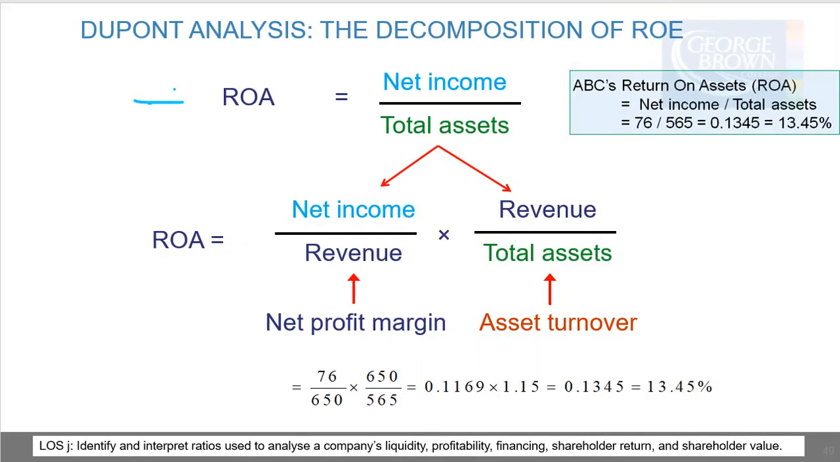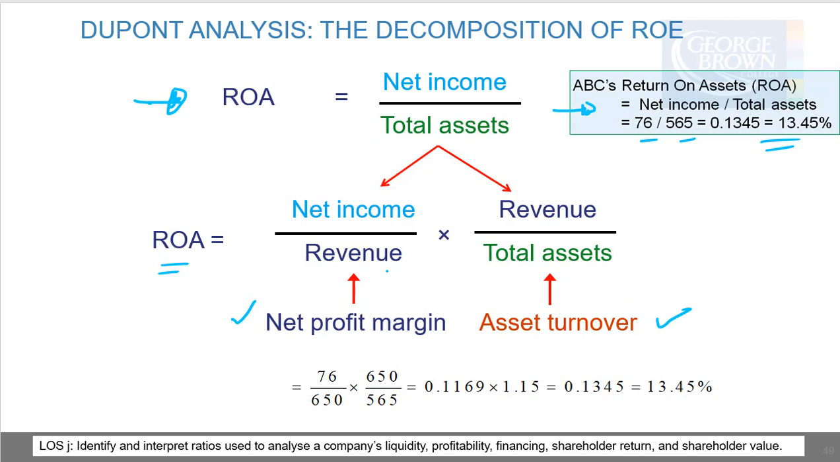So now we're doing the decomposition of return on assets. Recall, return on assets is net income divided by total assets. That's a profitability measure. And for ABC company, net income is 76, divided by total assets, 565. So we had 13.45%. Again, I've used some color coding here. We can further decompose return on assets into net income divided by revenue, which gives us our net profit margin, times revenue divided by total assets, what we call asset turnover.